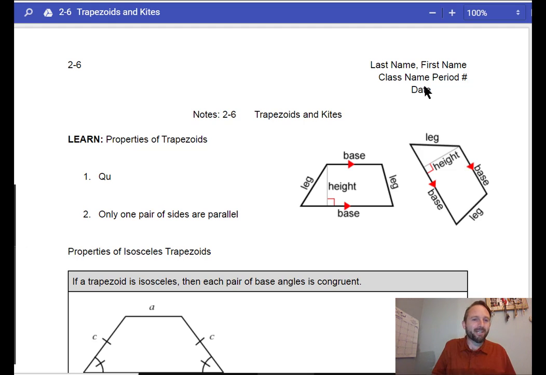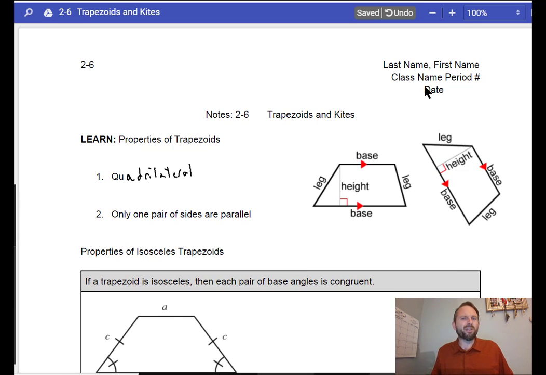So, the properties of a trapezoid is that it's a quadrilateral and only one pair of the sides are parallel. So we call these the bases, base 1 and base 2, and that they have their legs. Now, the other information that we need is what is the height? Because that's important when we need to figure out what is the area.